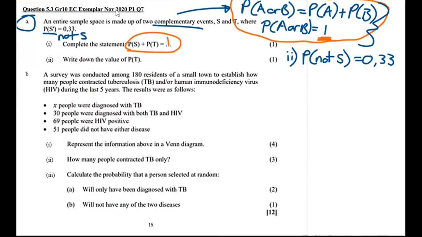Okay, so we did this trick earlier. If I've been given not S and I want S, how could I calculate the probability of S? Ma'am, do you say 1 minus the probability of not S? Absolutely. So it's going to end up being 1 minus 0,33. Yes, ma'am. And then you get 0.67. Yep. Okay, so now that I've got the probability of S, can you get the probability of T for me? Yes, ma'am. Okay. What must I write down?